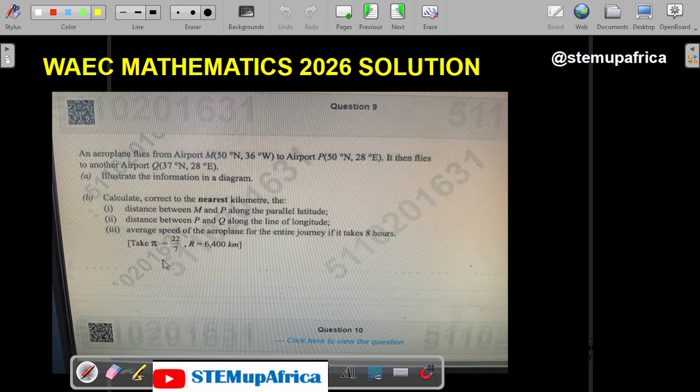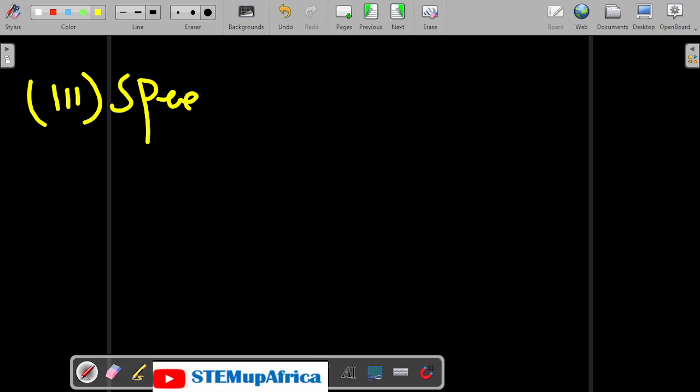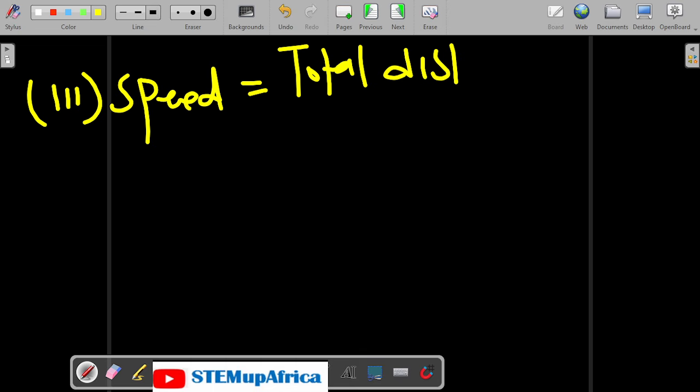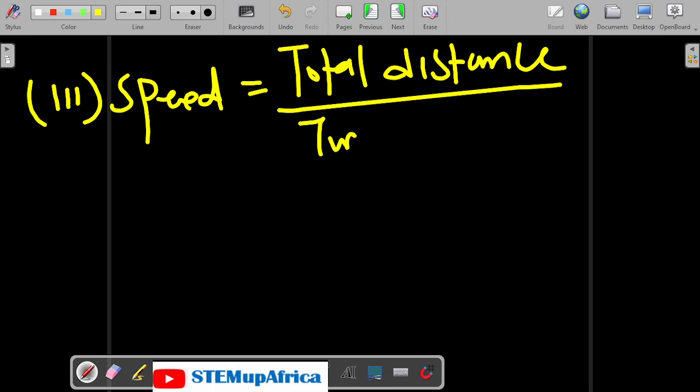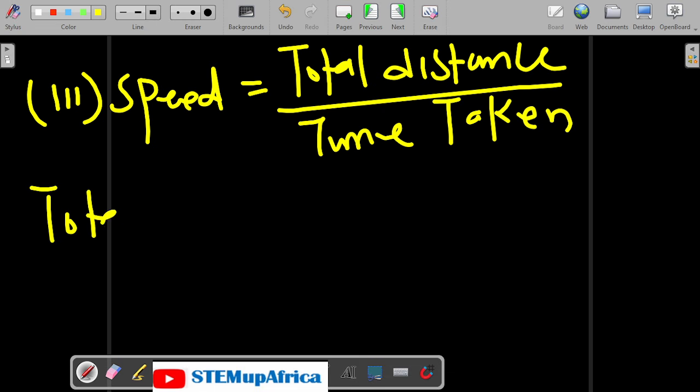Remark 3. The average speed for the aeroplane for the entire journey if it takes 8 hours. So we know that speed is equals to total distance over time taken. So what will be our total distance now? Total distance will be what?